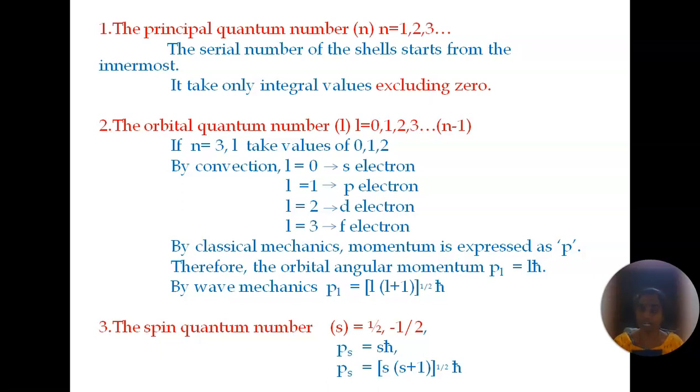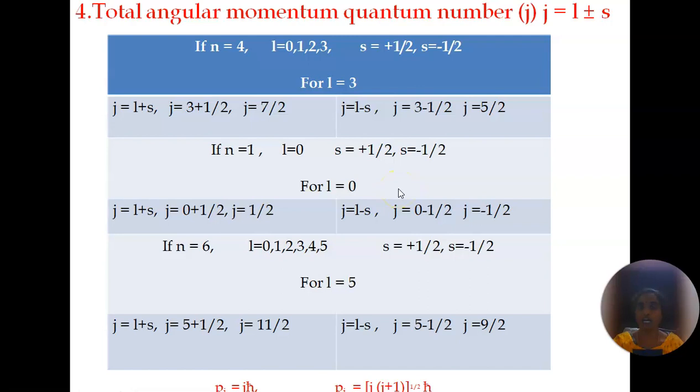By classical mechanics, the momentum is denoted by P_L, which will be equal to square root of L into L plus 1, into h cross. The third one is the spin quantum number. It is S. Spin is one positive spin, another one negative spin. For every L we have 2 different spins. Then the total angular quantum number J is equal to L plus or minus S.